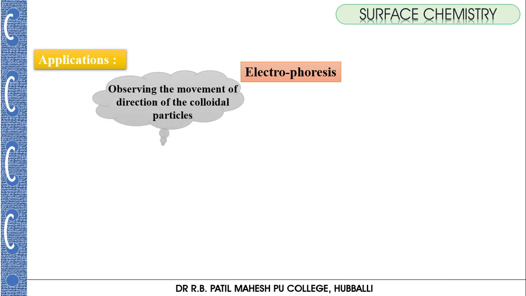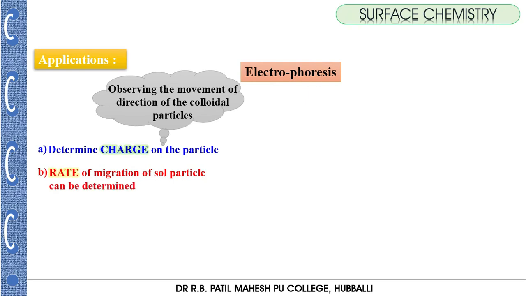By observing the direction of movement of the colloidal particles, as I told, we can determine the charge on the colloidal particle. The rate of migration of sol particles can be determined, and we can use this method to separate a mixture of colloidal particles. Suppose we have a mixture in which one is a positively charged colloidal particle and another one is a negatively charged one, then we can use this method for the separation.